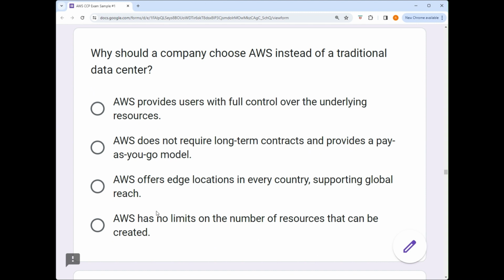Why should a company choose AWS instead of a traditional data center? AWS provides users with full control over the underlying resources. AWS does not require long-term contracts and provides a pay-as-you-go model. AWS offers edge locations in every country, supporting global reach. AWS has no limits on the number of resources that can be created. Correct answer: AWS does not require long-term contracts and provides a pay-as-you-go model.